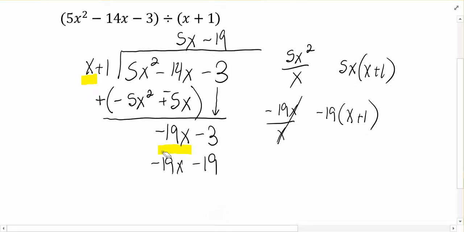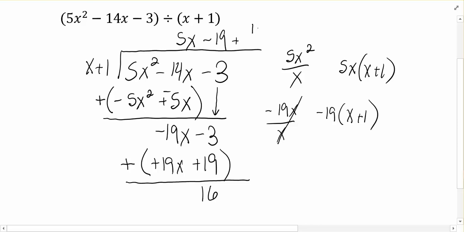Now we move on to our subtraction step. But again, we're subtracting that entire thing, so we put parentheses around it. I distribute that negative to both terms, and negative 3 minus negative 19 is just 16. And that 16 is my remainder. I'm going to write that by adding 16 over x plus 1.